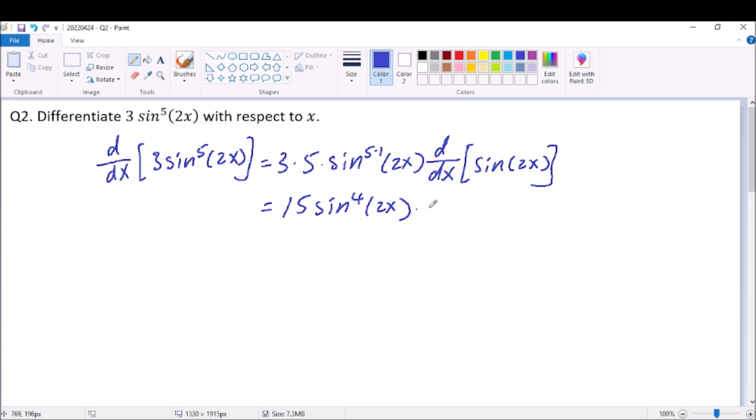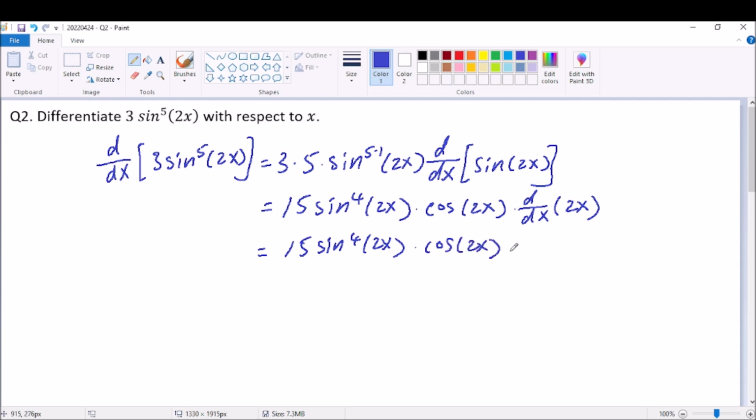Differentiate sine x is cos x. So we have cos 2x. Now again, we differentiate the inner expression of sine 2x, which is 2x. So we have 15 sine to the power 4 of 2x cosine 2x. Differentiate 2x is 2. So the final expression is 30 sine to the power 4 of 2x cos 2x.